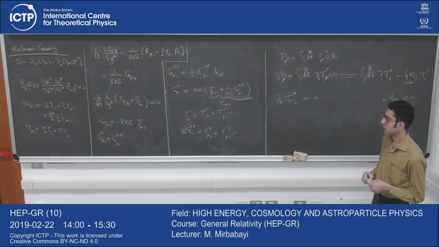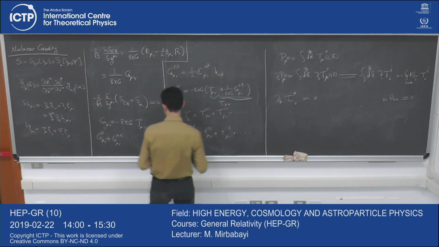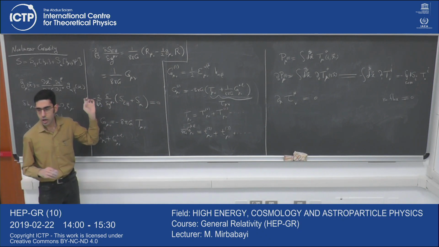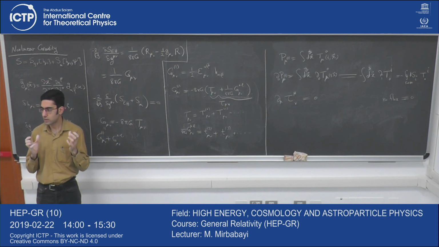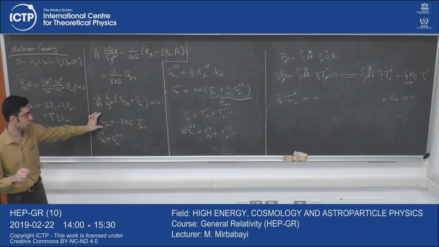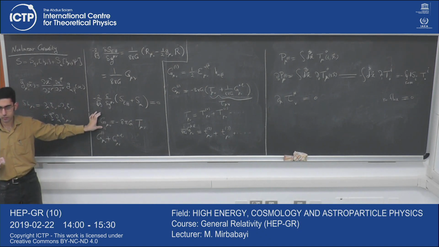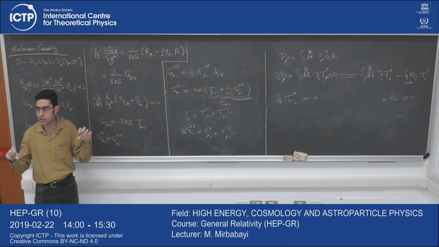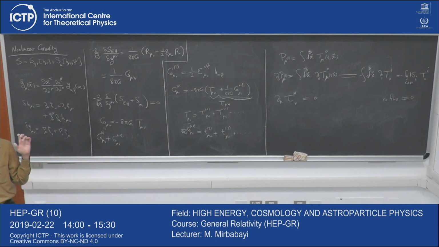Under a general coordinate transformation, this full G mu nu behaves like a tensor, and similarly this full T mu nu behaves like a tensor. But if I expand it and only keep the linear term, that linear term does not transform like a tensor on the general coordinate transformation.